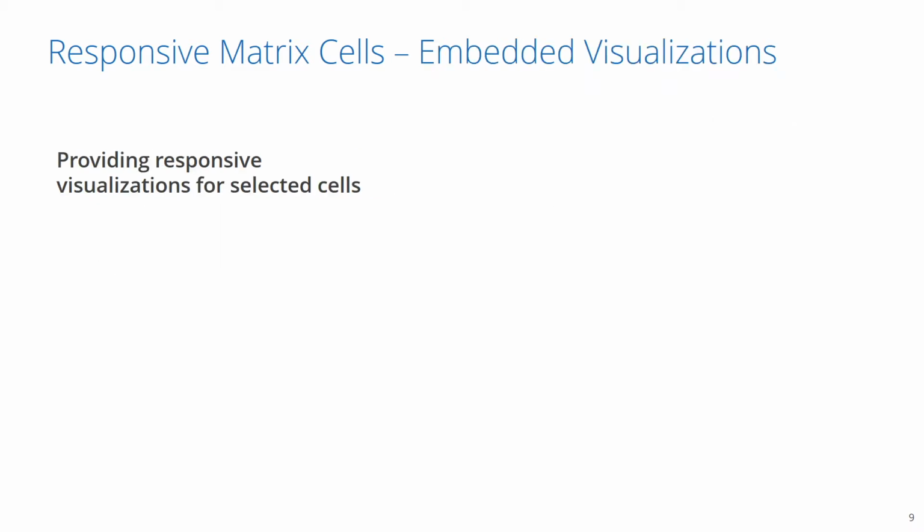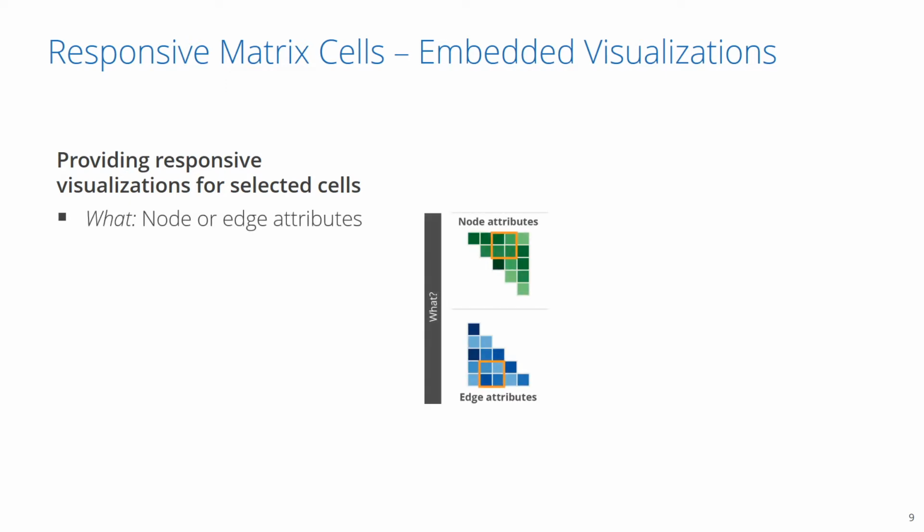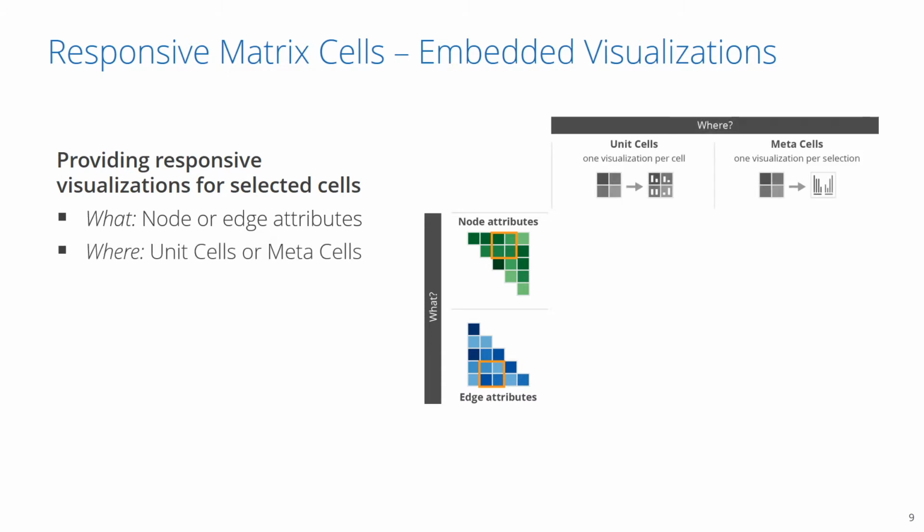For the identified regions of interest, analysts can then use the responsive matrix cells to reveal the details via embedded visualizations. These embedded visualizations behave responsively and can adapt to different aspects. First of all, the part in which a selection is made defines the what is shown. This is either node or edge attributes. The visualizations can be embedded in two ways, either in the individual cells, called unit cells, or in a meta cell that spans the selected cells.